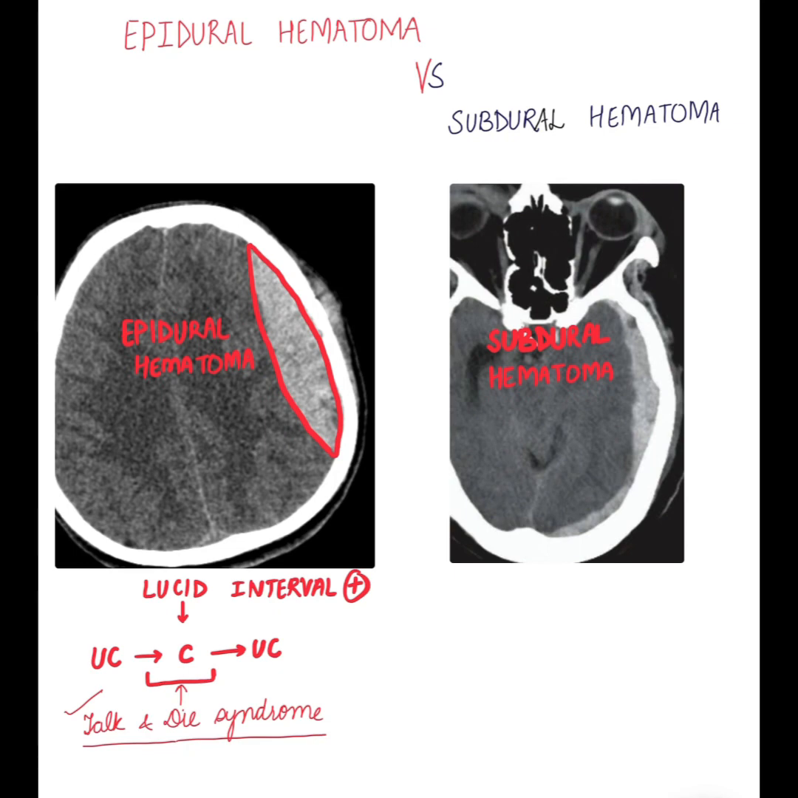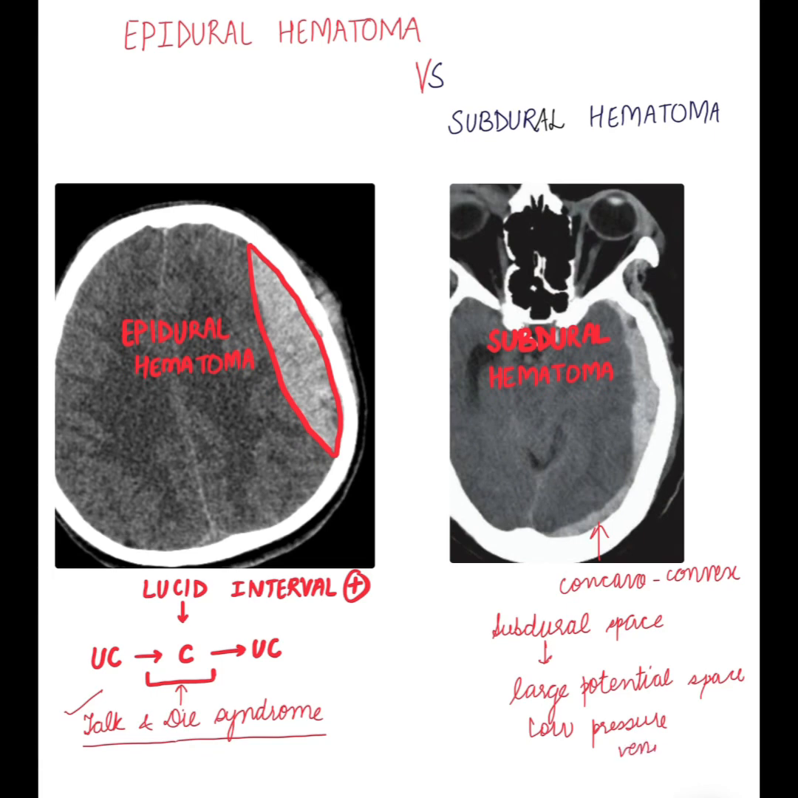Next is subdural hematoma. The shape of the subdural hematoma, as you can see, is concavo-convex. Why is it concavo-convex? Because the subdural space is a large potential space, and venous bleed is of low pressure. Thank you.